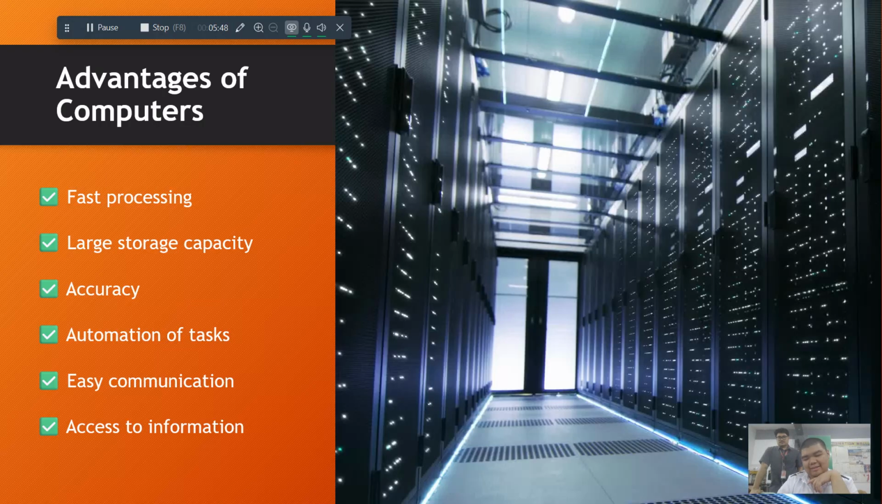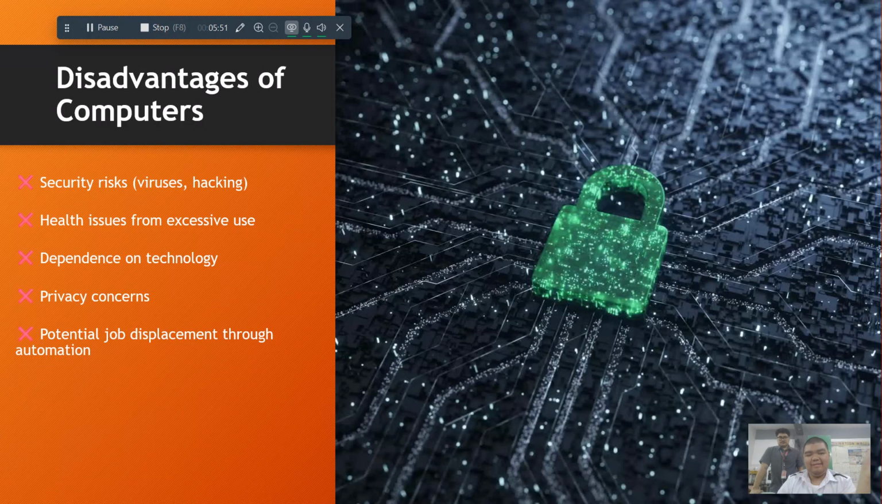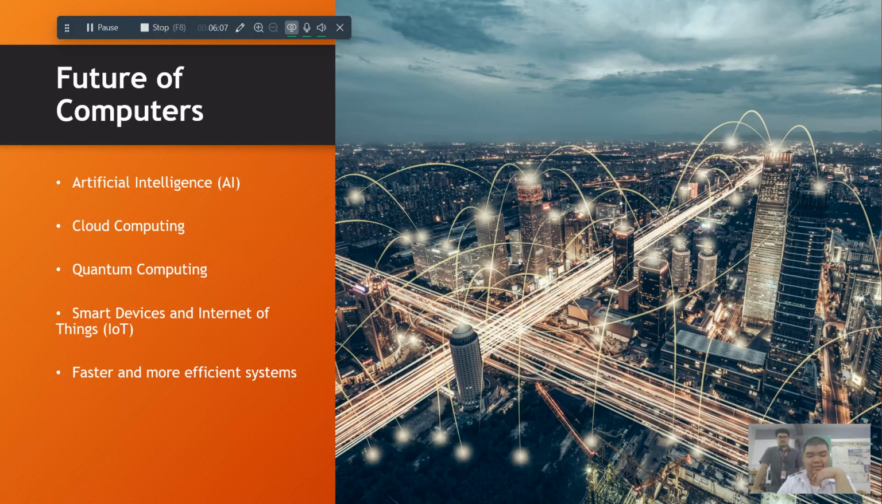Now, here are some disadvantages of computers: security risks, health issues, dependence on technology, privacy concerns, and potential job displacement through automation. If your computer has a security risk, you need to put antivirus software on it. Future of computers: artificial intelligence or AI, cloud computing, quantum computing, smart devices, Internet of Things or IoT, and faster and more efficient systems.